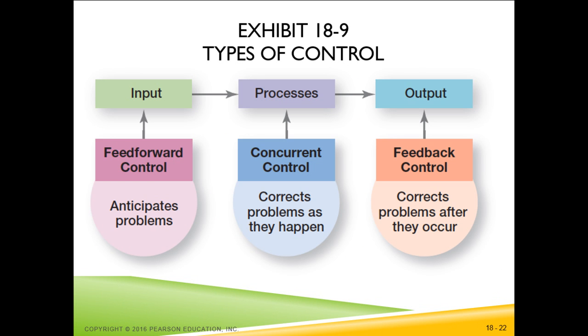Managers can implement controls before an activity begins, during the time the activity is going on, and after the activity has been completed. The first type is called feed-forward control, the second concurrent control, and the last feedback control. The most important of these is the feed-forward control. In this control process, you have actually anticipated the problems.